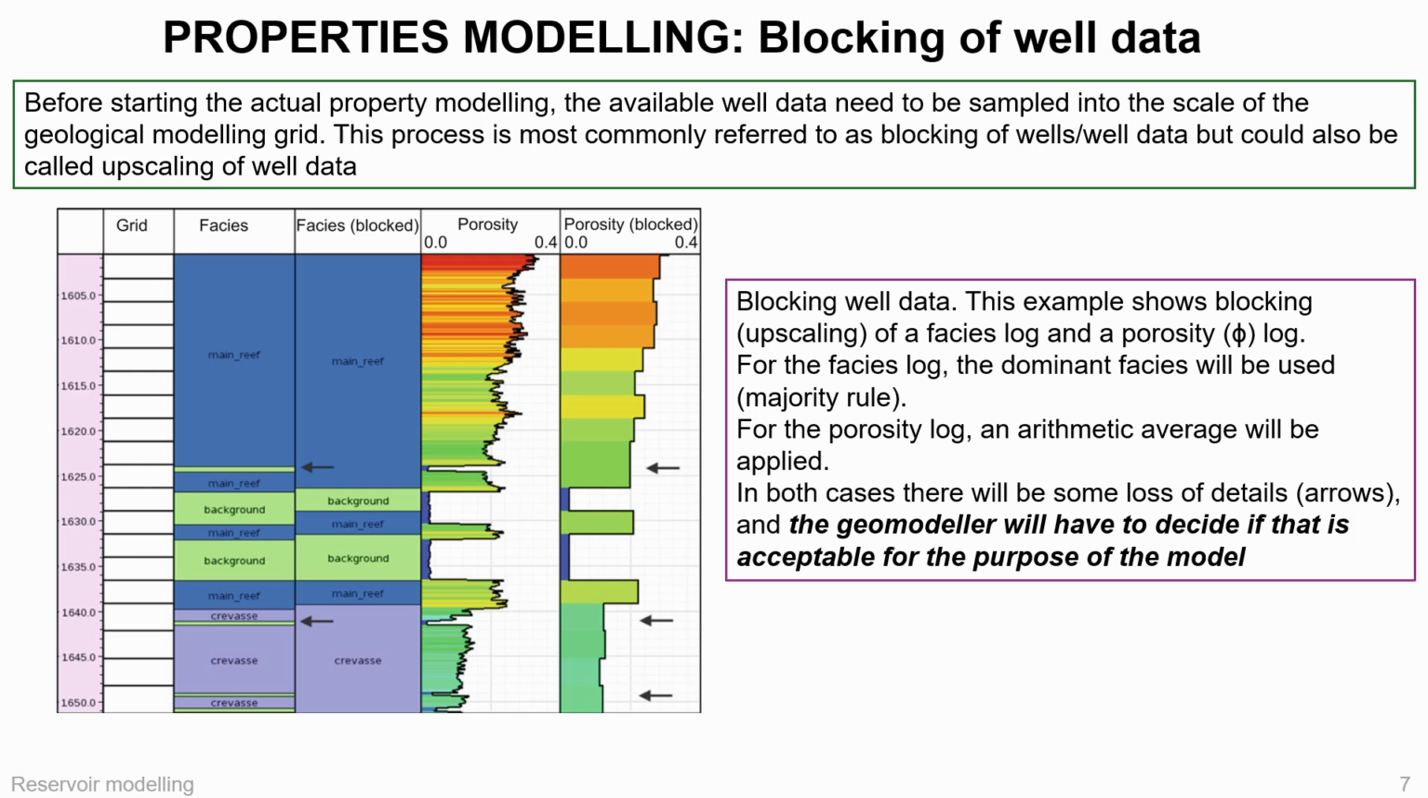For facies, we often assign the dominant facies in the cell. For porosity, we may use an average. This step is extremely important because it controls how much fine-scale detail is preserved or lost. In conclusion, upscaling is necessary, but it introduces smoothing and uncertainty that must be acknowledged.